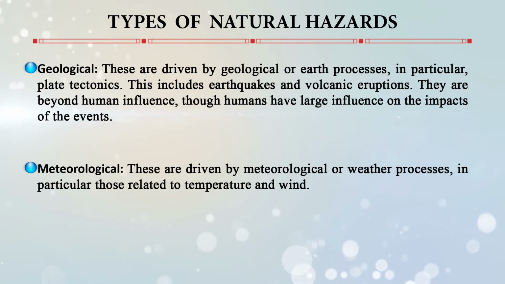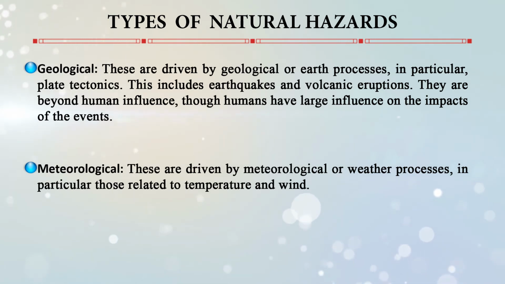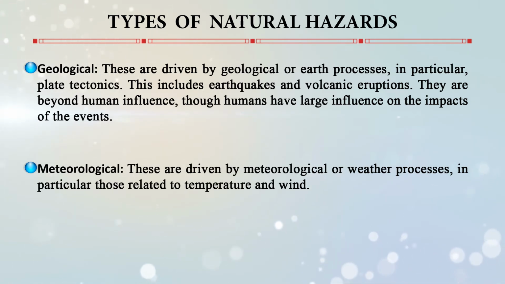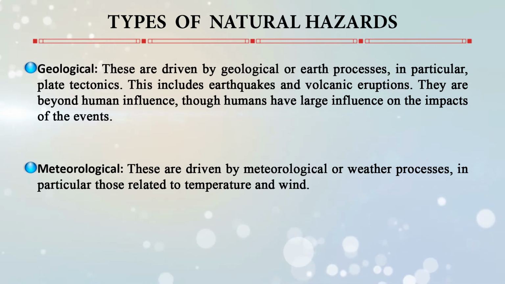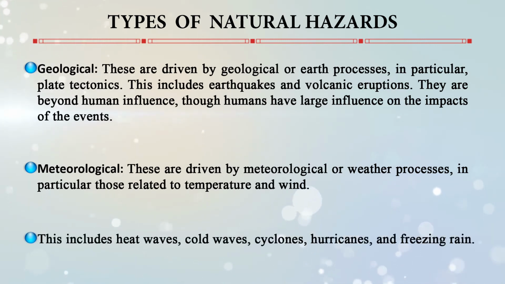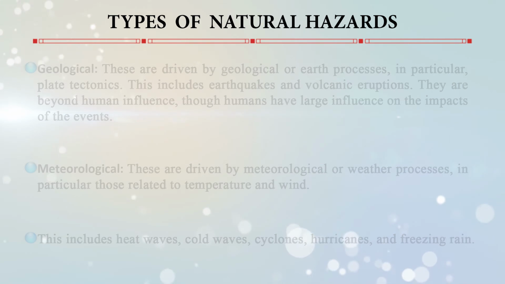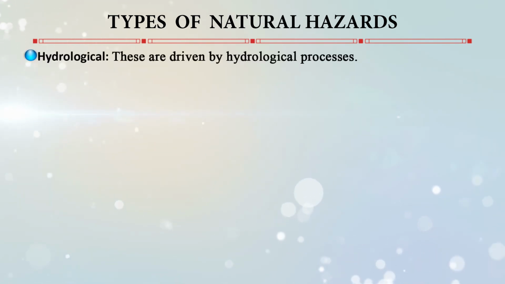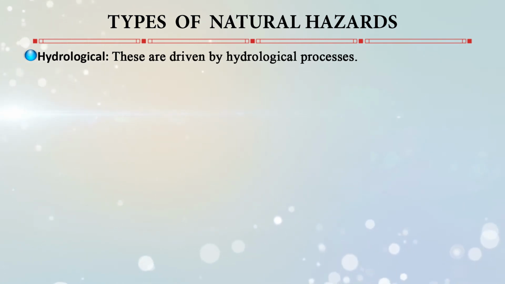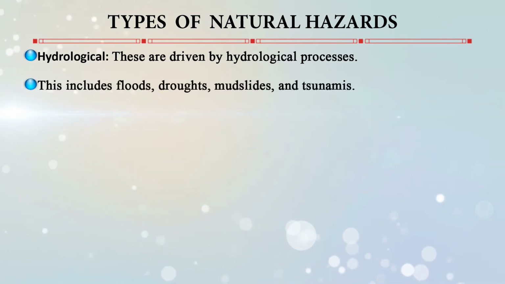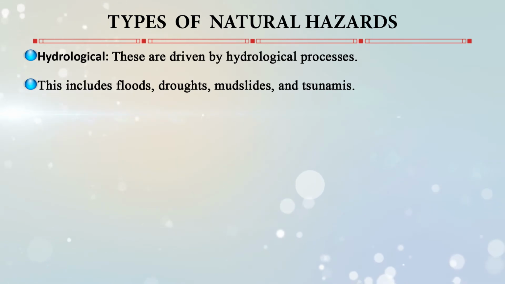Meteorological hazards are driven by meteorological or weather processes, particularly those related to temperature and wind. They include the heat wave, the cold wave, cyclones, hurricanes and freezing rain. Hydrological hazards are driven by water or hydrological processes, and the examples include floods, droughts, mudslides and tsunamis.